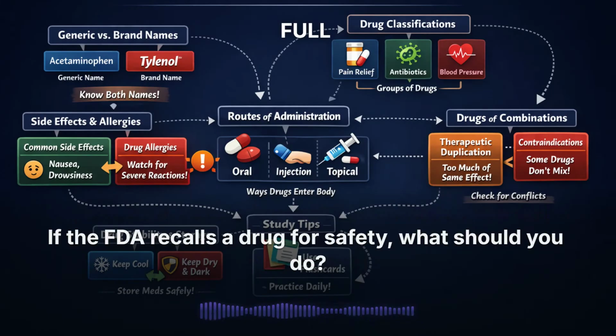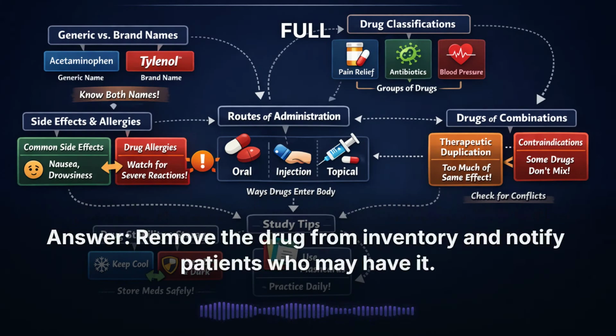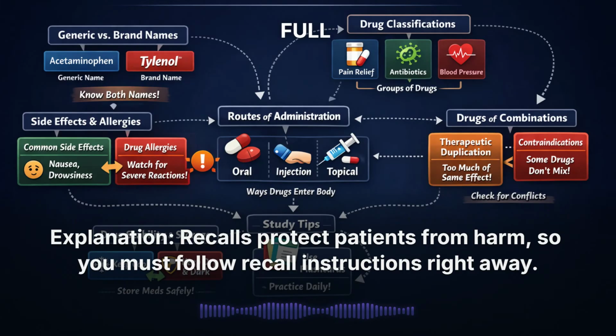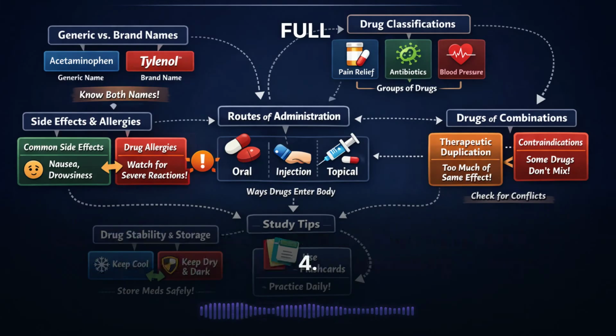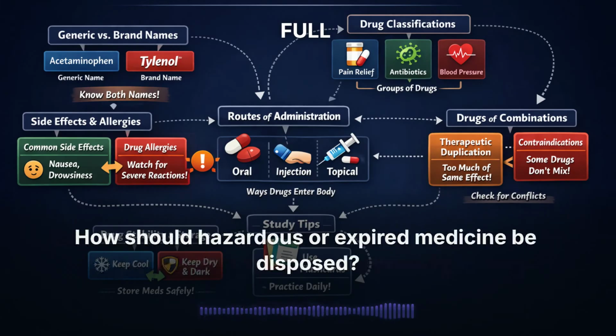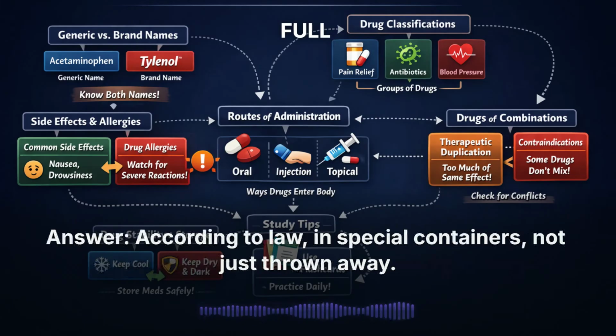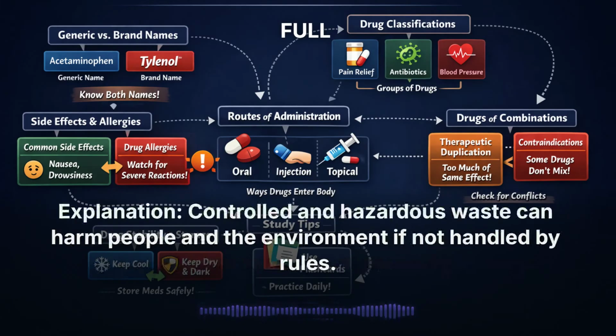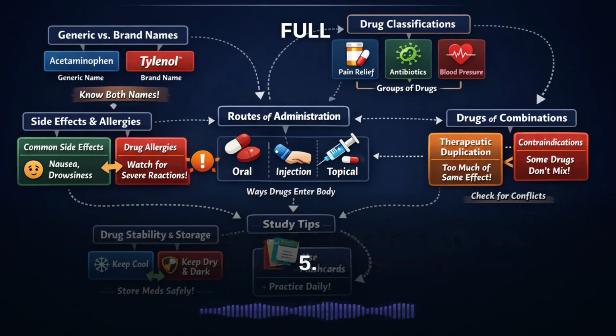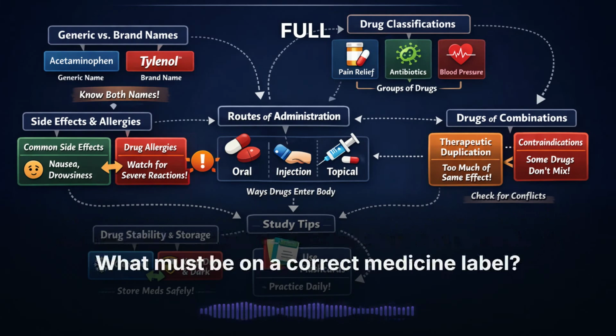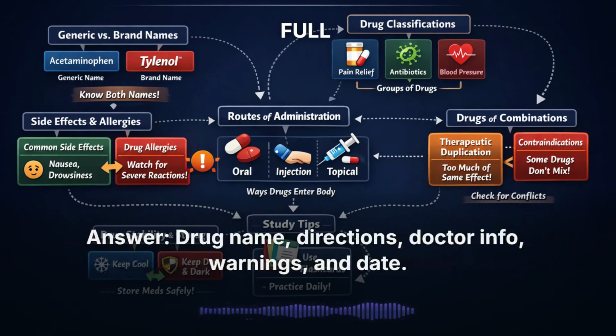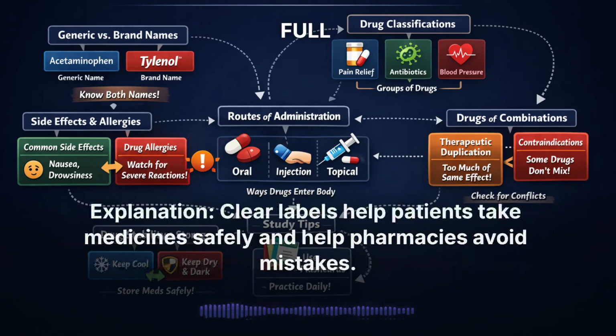3. If the FDA recalls a drug for safety, what should you do? Remove the drug from inventory and notify patients who may have it. Recalls protect patients from harm, so you must follow recall instructions right away. 4. How should hazardous or expired medicine be disposed? According to law, in special containers, not just thrown away. Controlled and hazardous waste can harm people and the environment if not handled by rules. 5. What must be on a correct medicine label? Drug name, directions, doctor info, warnings, and date. Clear labels help patients take medicines safely and help pharmacies avoid mistakes.